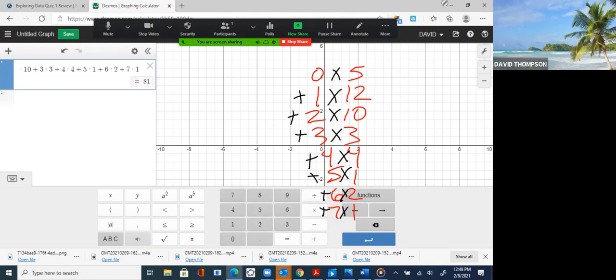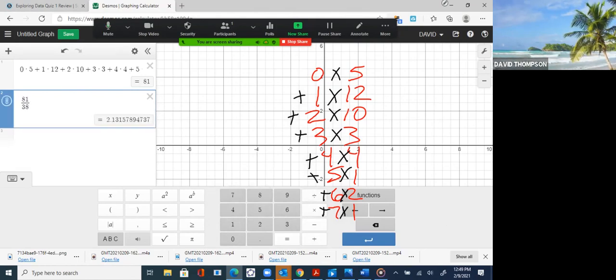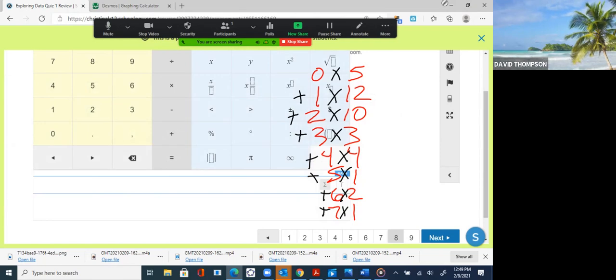And you get 81. So now the last step is we just want to take the 81. We know there's 38 students. We're going to take 81 divided by 38, and our mean would be 2.13. So our mean number of syllables would be 2.13, and we are done.